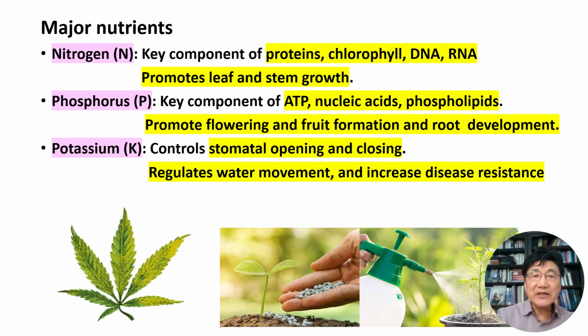Phosphorus is a key component of ATP, nucleic acids, and phospholipids. It promotes flowering, fruit formation, and root development. Potassium controls the opening and closing of stomata in leaves. It also regulates water movement and improves disease resistance.